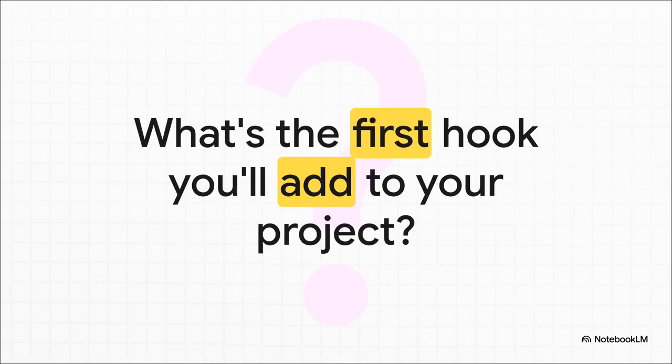So there you have it. That's your crash course on using pre-commit hooks to seriously level up your MLOps game. They are such a simple concept, but man, they are incredibly powerful for making sure your code is high quality right from the start. So now the question is for you. What's the very first hook you're going to go add to your project?